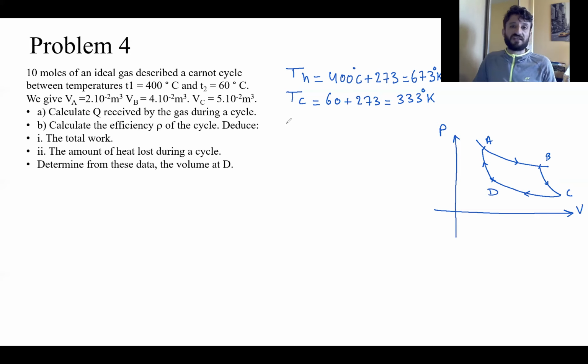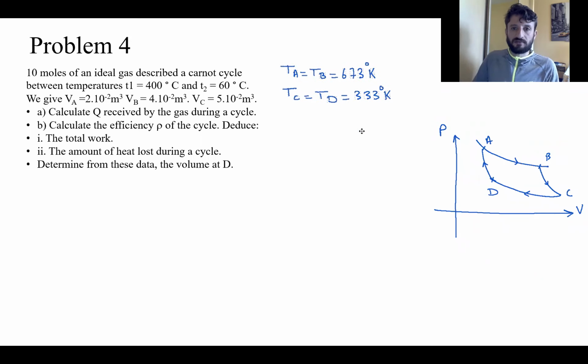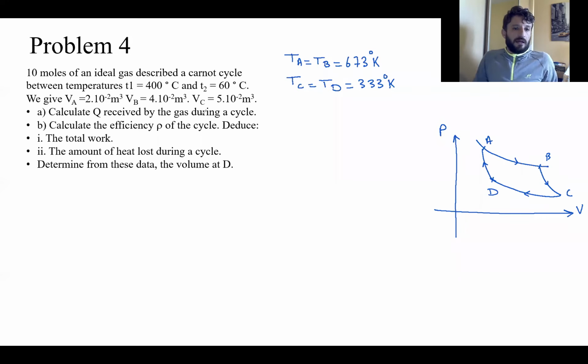And you know, when I say T high and T low, T high is for the points A and B. So TA equals TB equals 673 Kelvin. And TC equals TD equals 333 Kelvin. We can delete this one to gain space.